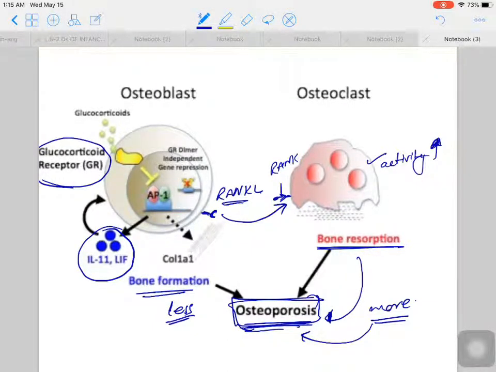So nature made these two activities, osteoblastic activity and osteoclastic activity, in a normal range, so our bone keeps normal and healthy. Thank you.